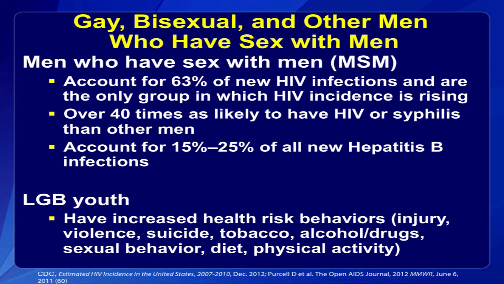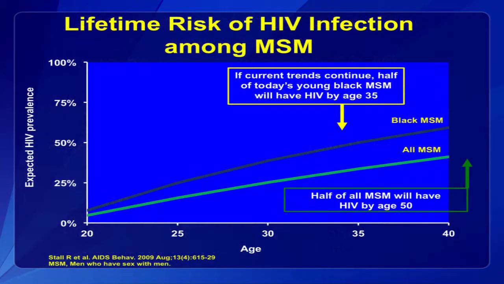Gay, bisexual, and other men who have sex with men account for 63% of new HIV infections and are the only group in which HIV incidence is rising. They are 40 times more likely to have HIV or syphilis than any other men and account for 15 to 25% of all new hepatitis B infections. LGBT youth have increased health risk behaviors: injury, violence, suicide, tobacco, alcohol, sexual behavior, diet, physical activity.